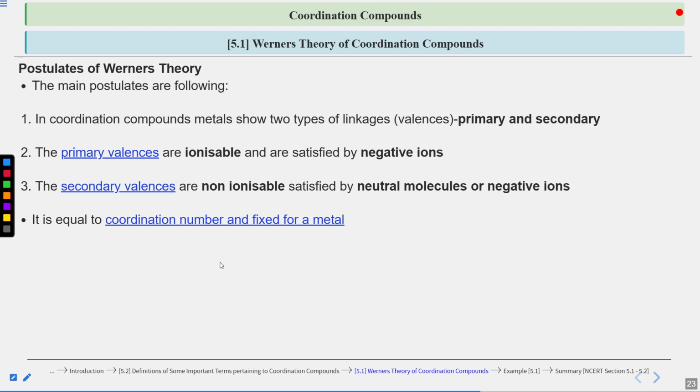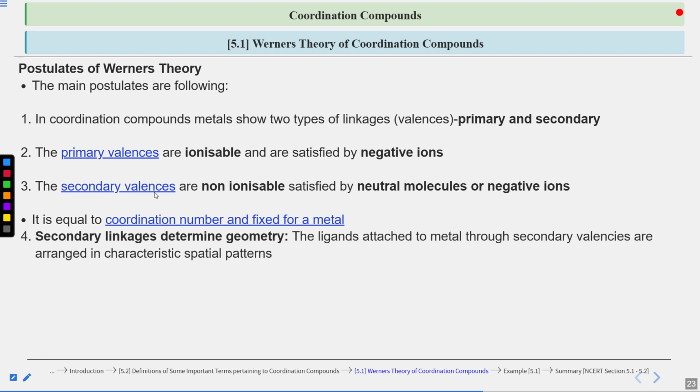It is equal to the coordination number and it is fixed for a metal. Okay, so also in the coordination compound, the primary valence and the secondary valence are the two linkages that it can have. Primary valences are ionizable, they can connect to the negative ions. The secondary valences are non-ionizable, they are satisfied by neutral molecules or negative ions, and they are also equal to the coordination number and it is always fixed for a metal.